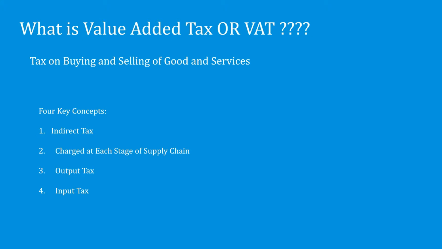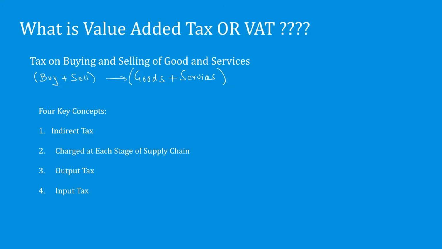The simplest definition of value-added tax on the planet is a tax on buying and selling of goods and services. Remember 4 keywords: buying and selling, goods and services. Enough for now. We are going to look at a very detailed example of how value-added tax works in the next slide. So for now, just remember the definition: tax on buying and selling, goods and services. Buy plus sell. Goods plus services.